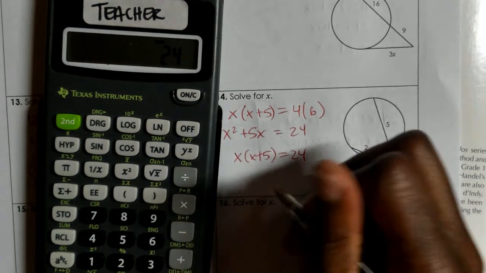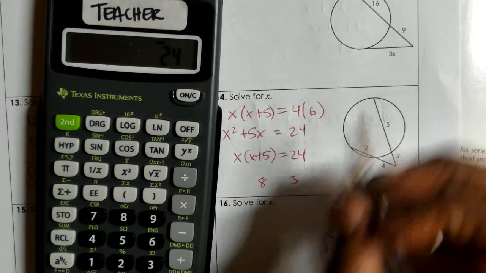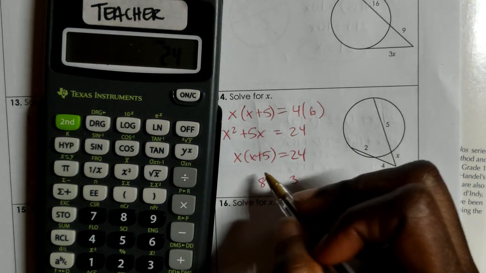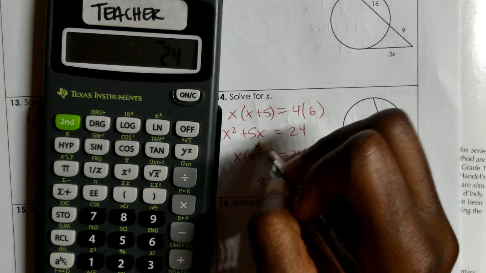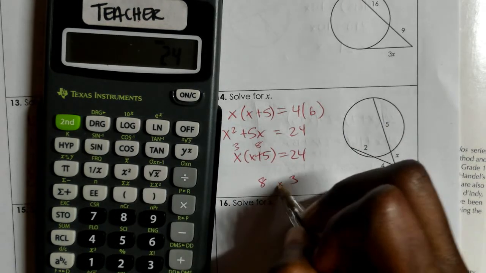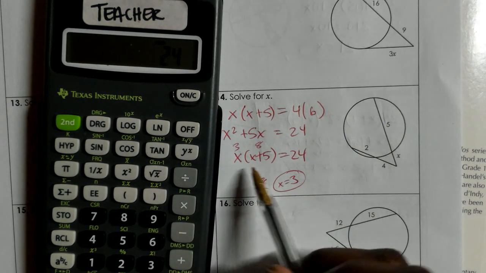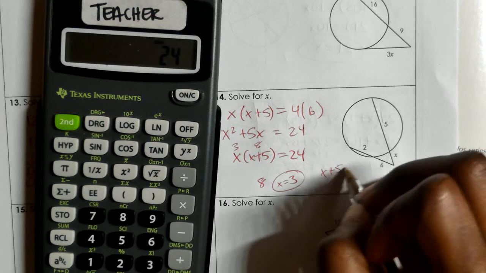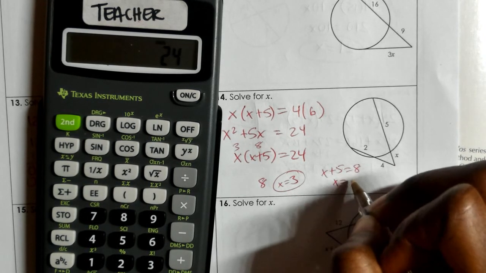So we know also 8 and 3, those are 5 units apart. So this one's going to be the 8, and this one's going to be the 3. So x equals 3. Or you could do x plus 5 equals 8 and solve for that. So it's 3.